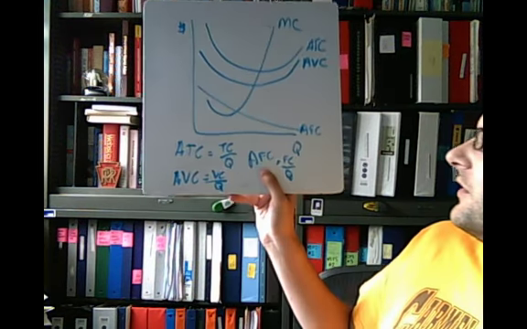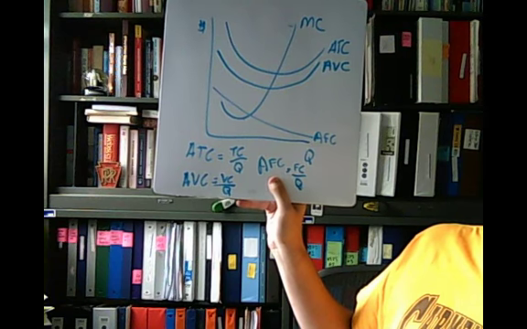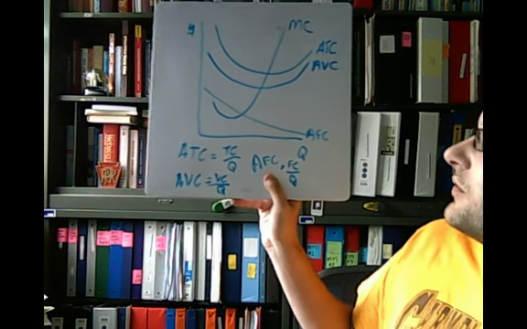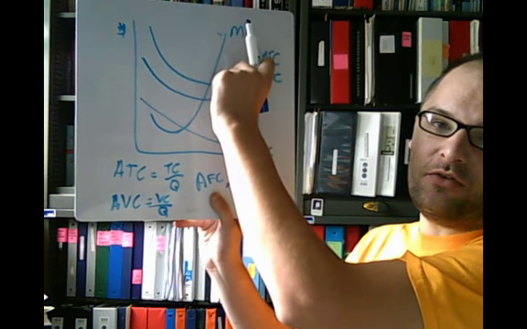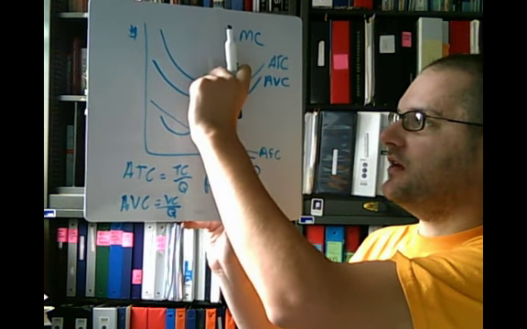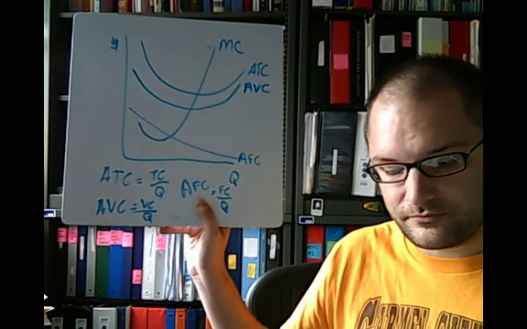And they're always falling. It's always getting closer and closer to the x-axis, because the numerator is never changing, fixed costs, but the denominator, quantity, would be changing. So these two curves are actually getting closer and closer to one another, because the difference between them is this curve, which is getting smaller and smaller and smaller.